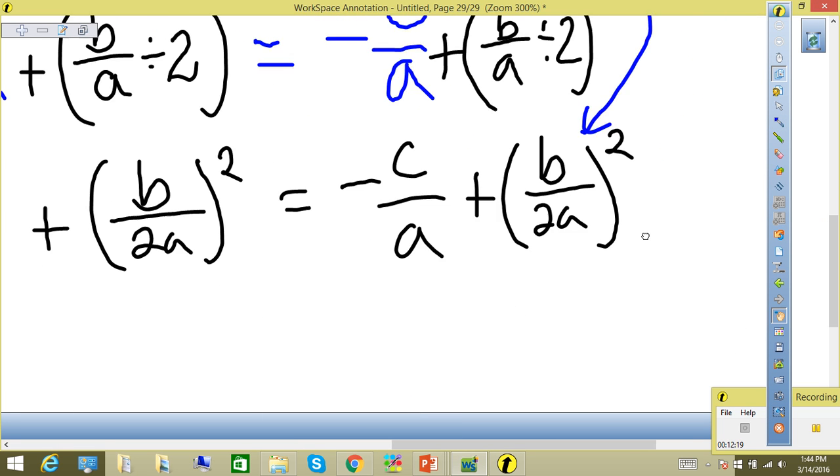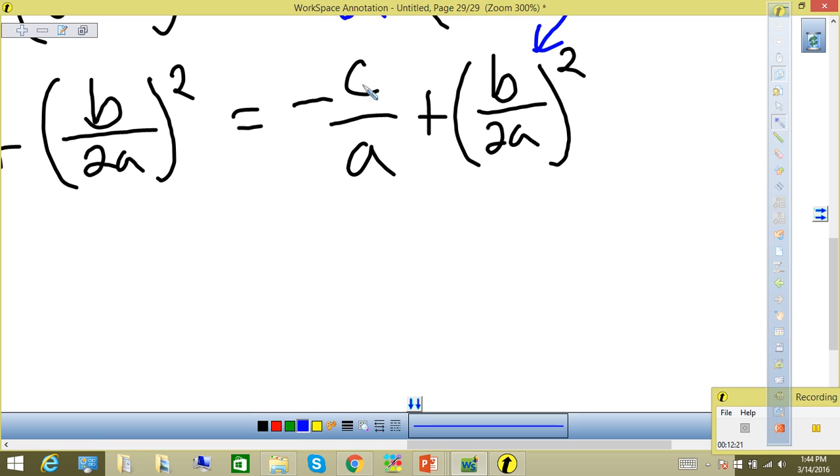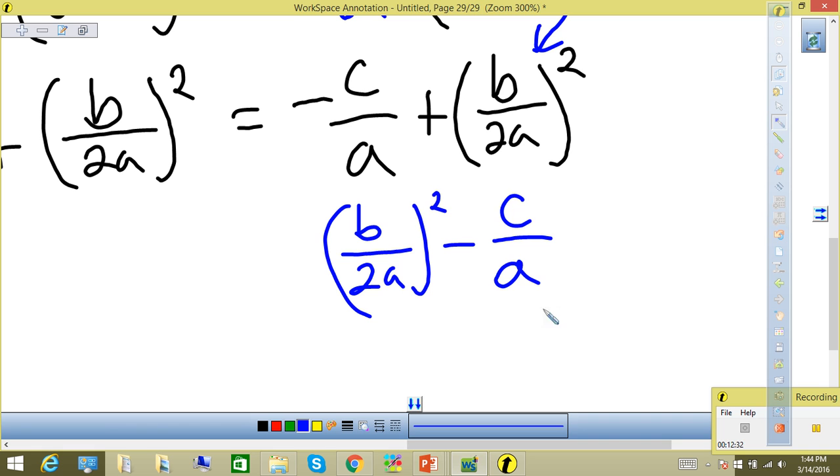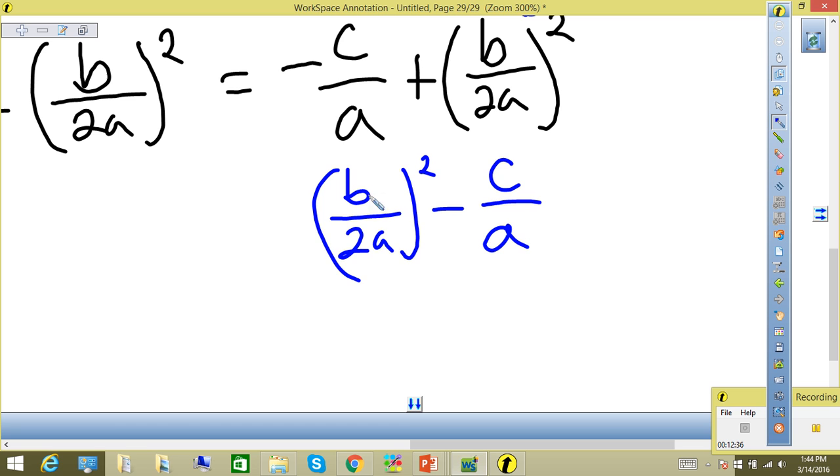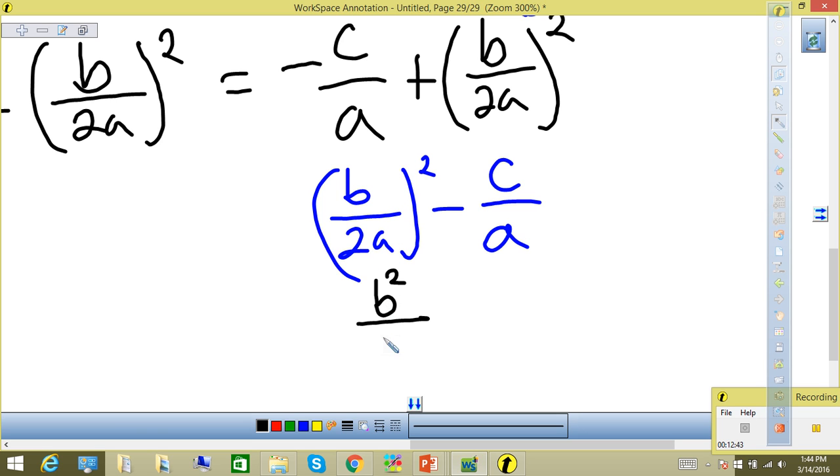All I'm going to do is switch these so that the numerators are in alphabetical order. Which one comes first? B. So therefore, I'm going to write b over 2a squared minus c over a. Question. What is b squared? B squared. What is 2a squared? What is it? 4a squared. Bring down the negative c over a. Does this look familiar? Yes.